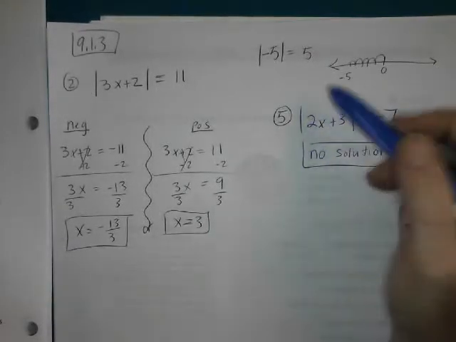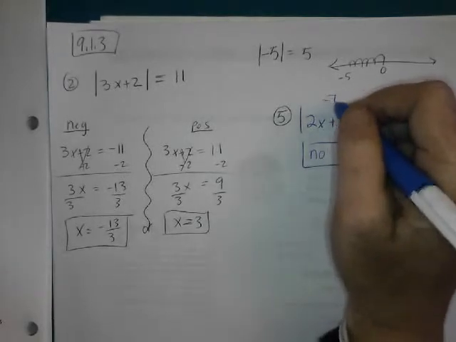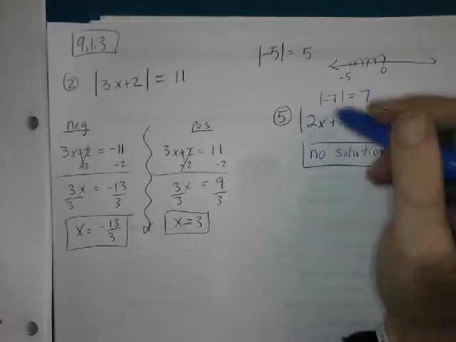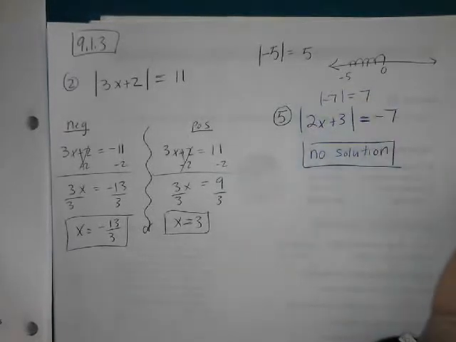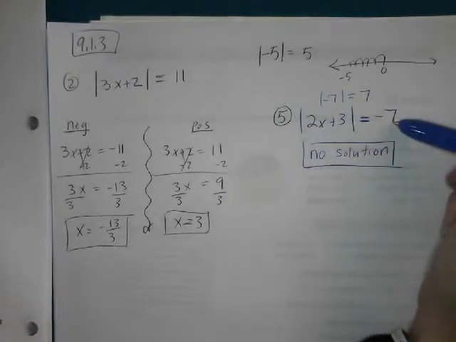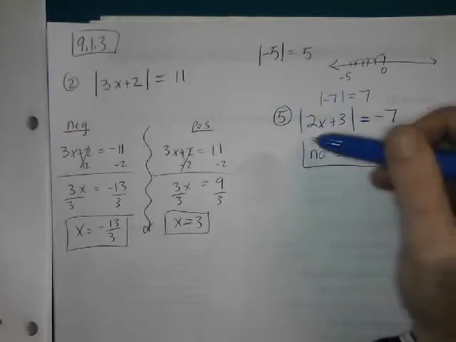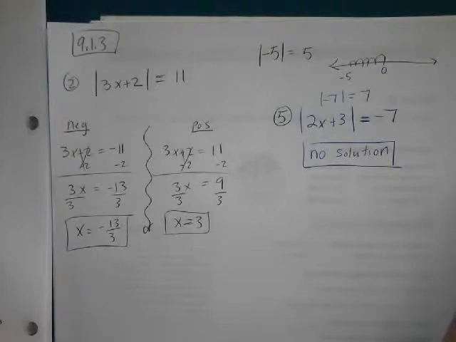Okay, well, let's say that's negative 7 in there. What's the absolute value of negative 7? Well, it's 7. There's no negative number that you can stick inside these absolute value bars and have it be equal to a negative number. So that's why I'm saying that's no solution.